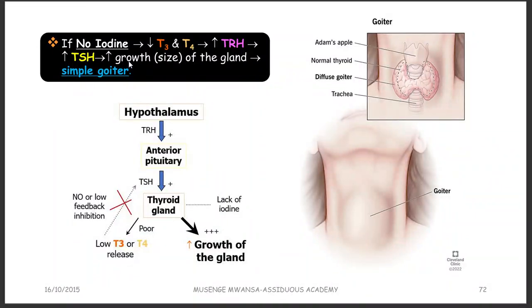Okay. If you don't have any iodine, what happens? There's going to be a reduction in T3 and T4 because iodine is required in the production of these hormones. But there's going to be an increase in thyroid releasing hormone because that is going to send a negative feedback loop. And that is also going to lead to the increase in thyroid stimulating hormone. And that is going to lead to the increase in the gland because these hormones are going to stimulate the gland to be overworking. And that leads to what we call simple goiter. Simple goiter is because there was no iodine.